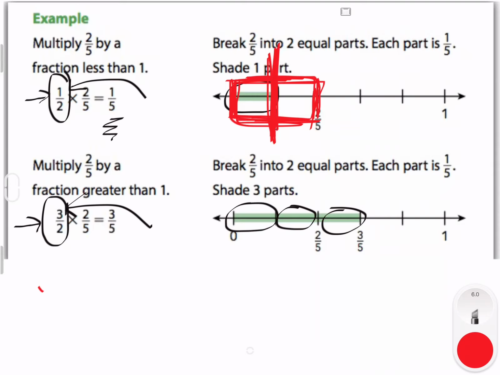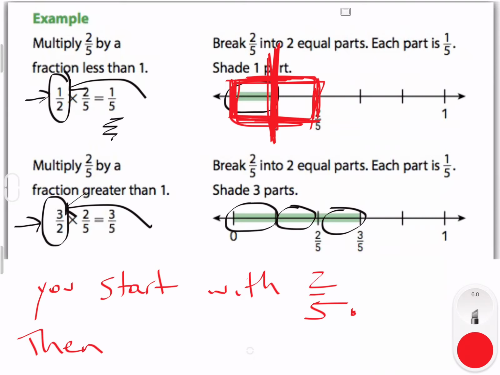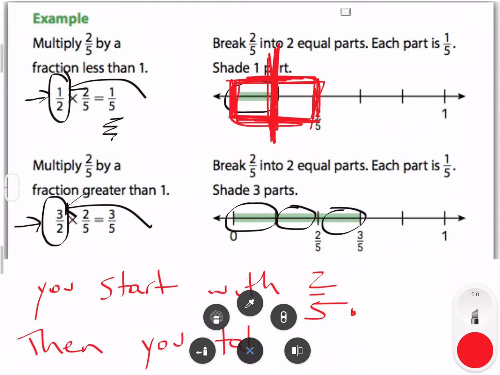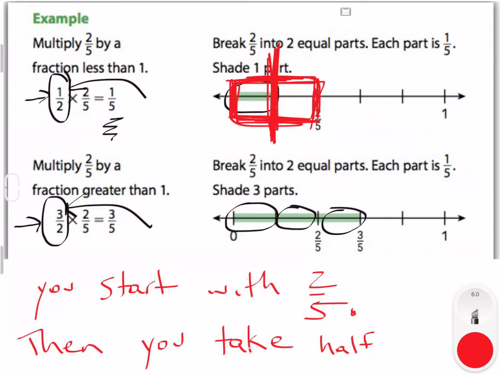Something like, you start with 2/5. Then you take half of it. Alright, so half of anything is going to be less than what you started with. And that's the concept they're asking you to explain in question number 1.